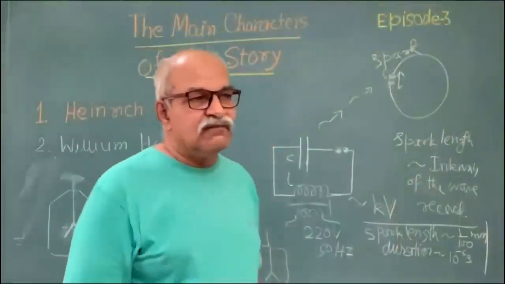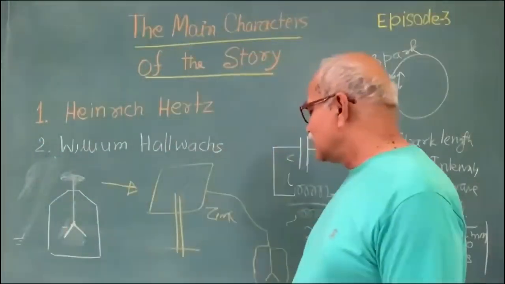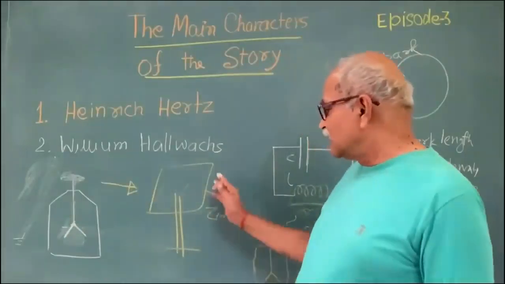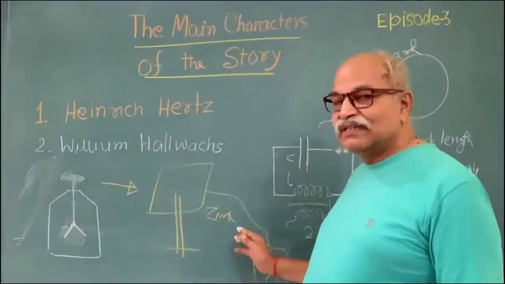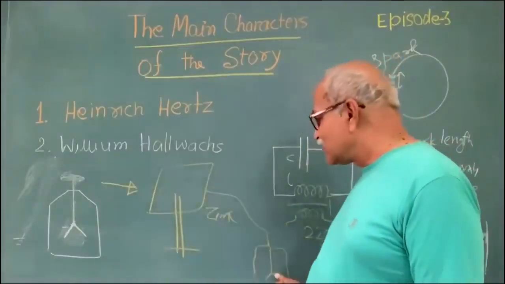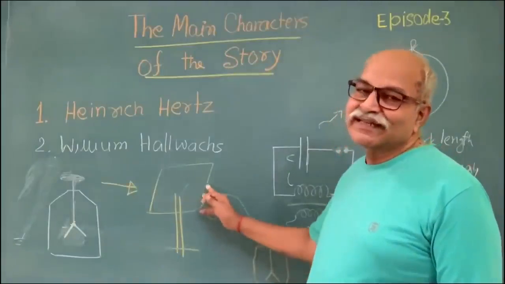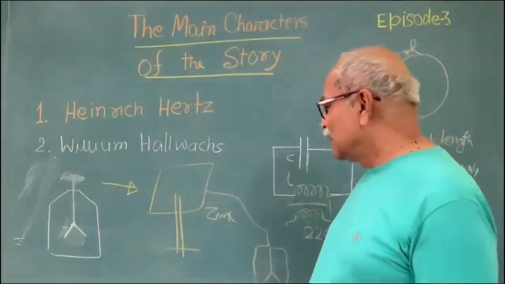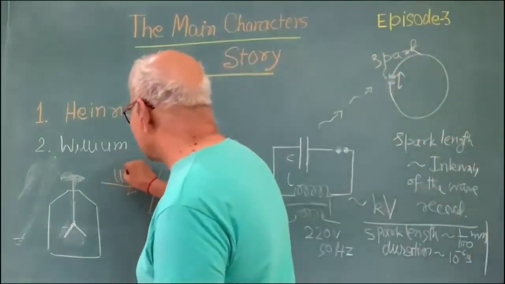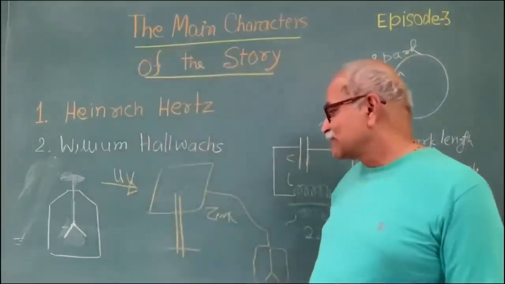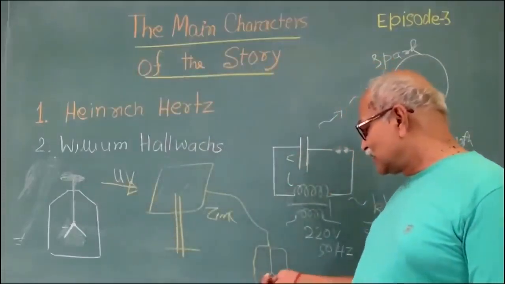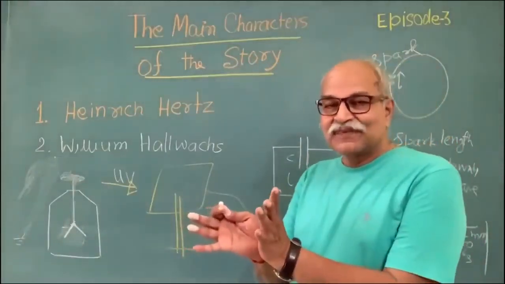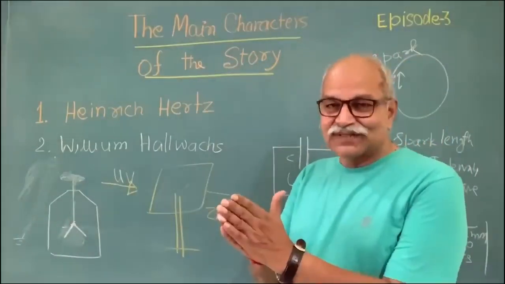So what Hallwachs has done is, he does it in three different situations: one when it is uncharged, one when it is positively charged, and one when it is negatively charged. In each case he puts some UV light on this, and then sees what happens to these leaves, whether they spread further or whether they go closer.